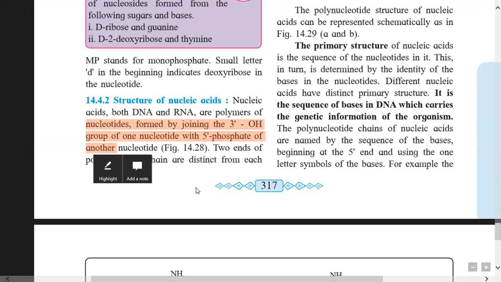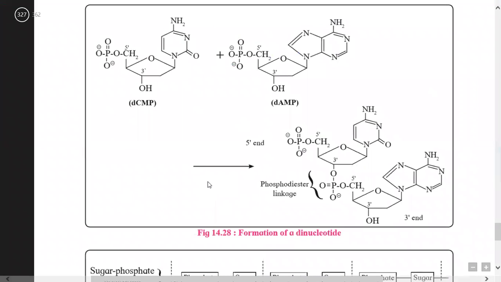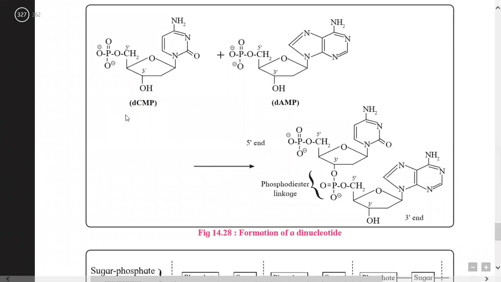figure 14.28. This we will see. This is figure 14.28. So this is dCMP. We know this long form very well now. D stands for 2-deoxy or deoxy, C for cytosine, MP for monophosphate.